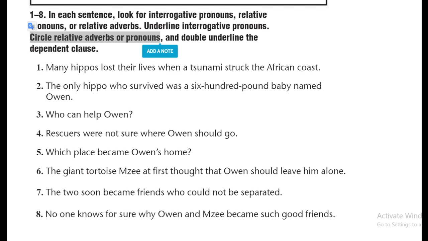Circle relative adverbs or pronouns? Okay, it's a piece of cake. The word when in the first example, many hippos lost their lives when a tsunami struck the African coast. Also the word who in the second example that says the only hippo who survived was a 600-pound baby named Owen. The word where in sentence 4 that says rescuers were not sure where Owen should go.